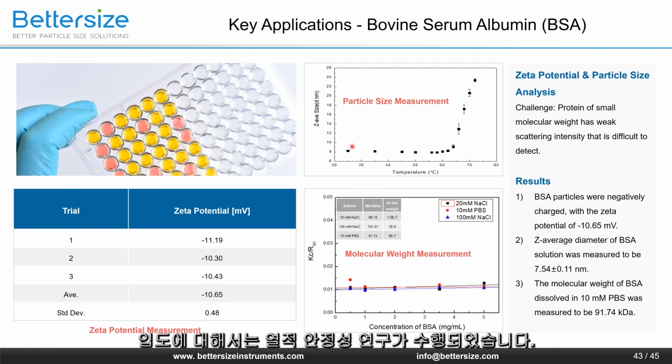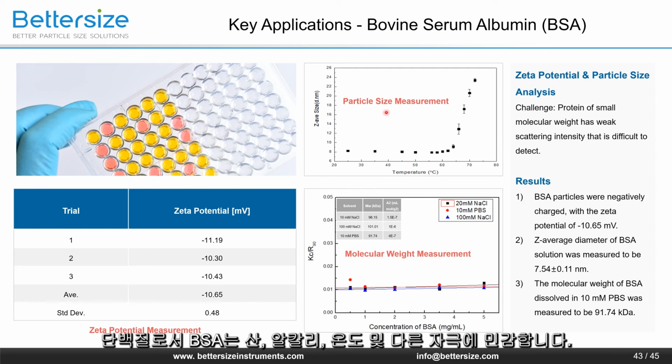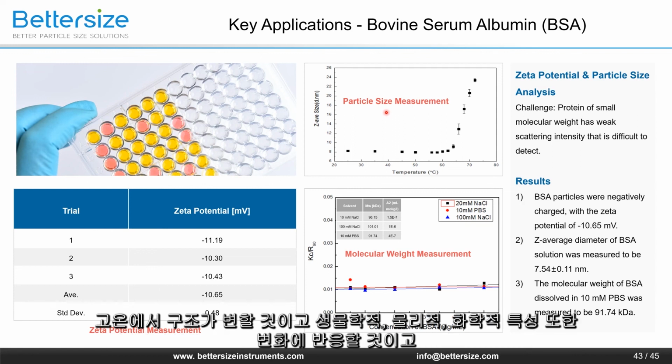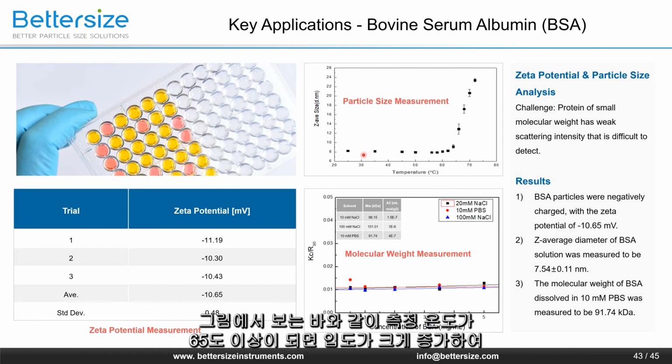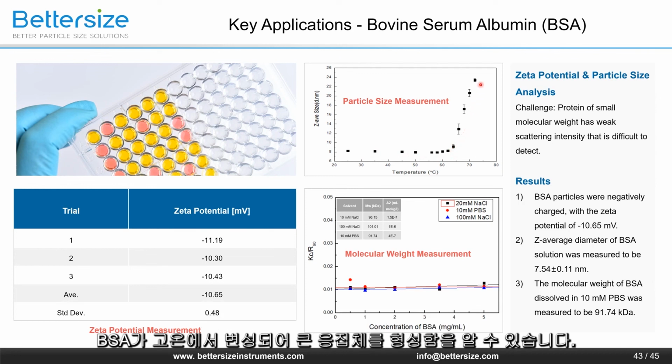For the particle size, a thermostability study was carried out. As a protein, BSA is sensitive to acid, alkali, temperature, and other stimuli. Its structure will change at high temperature, and its biological, physical, and chemical properties will also respond to changes. And in many cases, these changes are not reversible. As shown in this figure, particle size increased significantly when the measurement temperature reached 65 degrees or higher, indicating that the BSA denatured at high temperature and formed large aggregates.